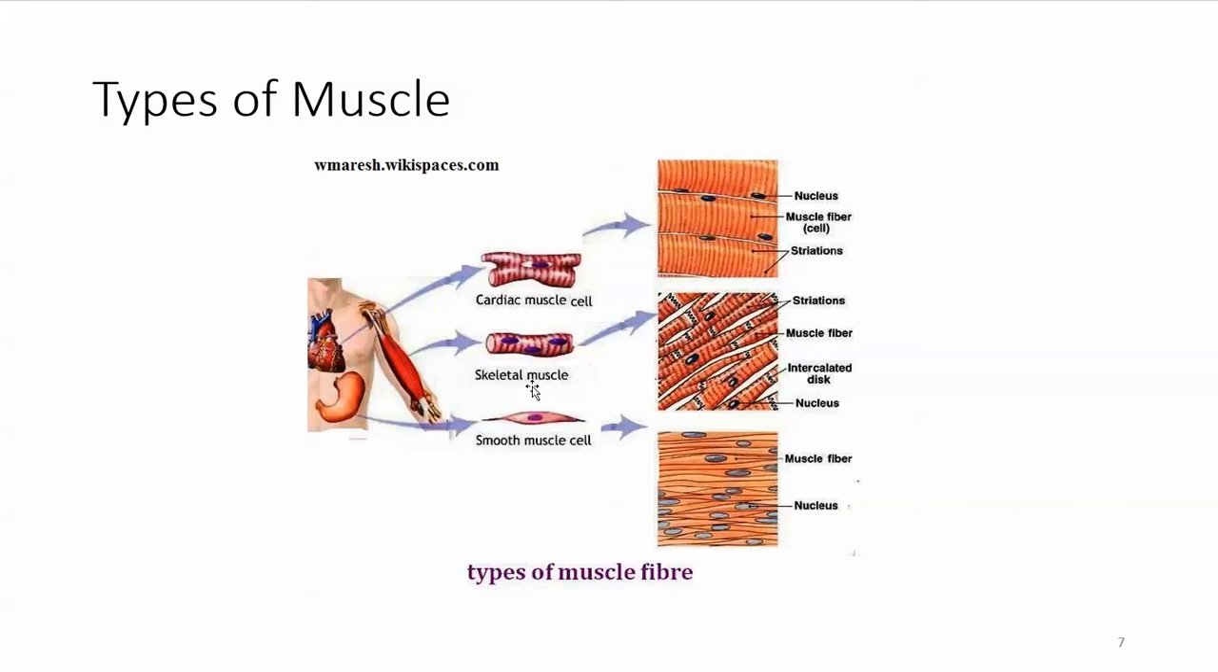The second type is the skeletal muscle, capable of rapid contractions but tires easily. They attach to the skeleton and they are voluntary. They're innervated by the somatic nervous system. And the last type is the smooth muscle cell. There are no cross striations. It's involuntary. It's innervated by the autonomic nervous system.